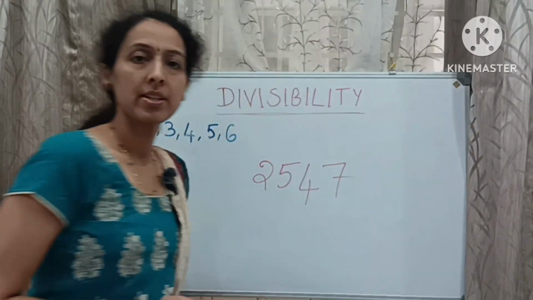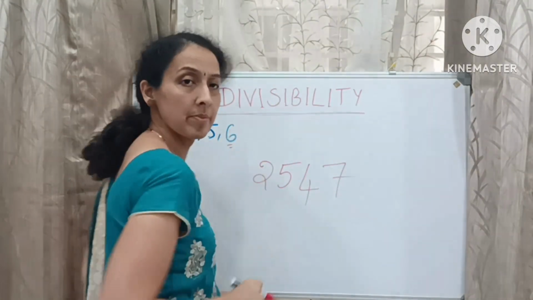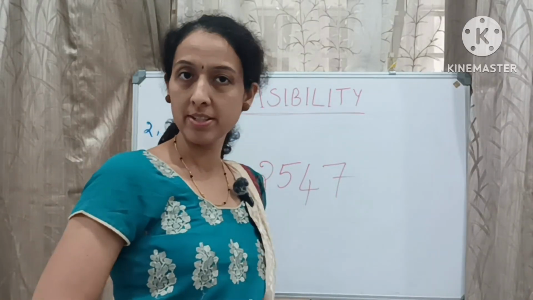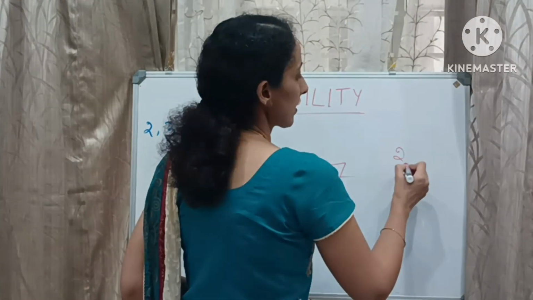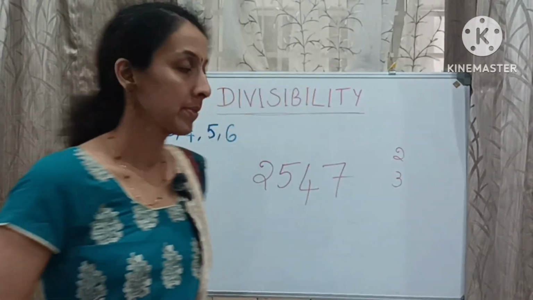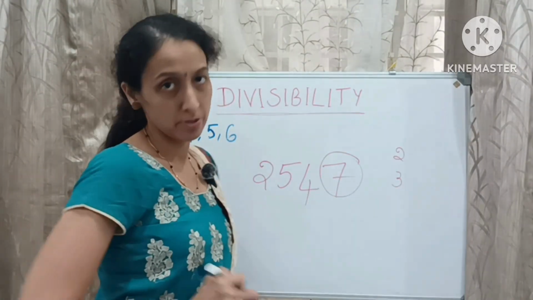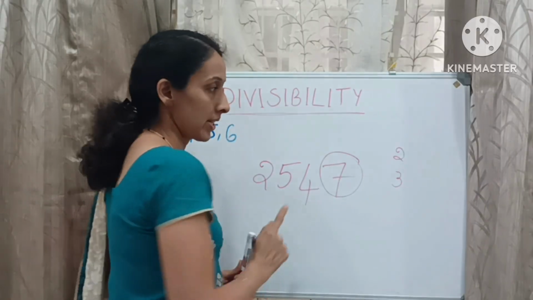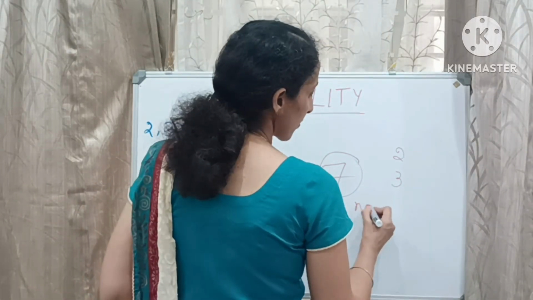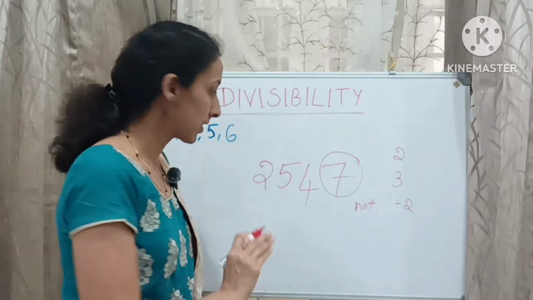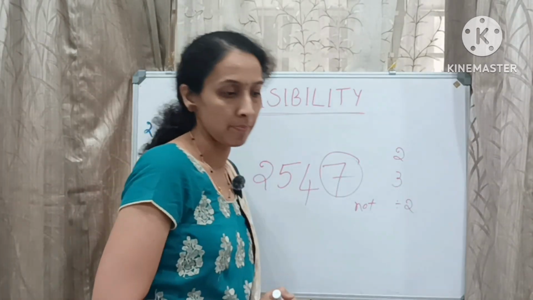Let's take a number 2547. Is this divisible by 6? First thing, let's see if it is divisible by 2 and then see if it is divisible by 3. Clearly, we see that the last number is 7. That is not an even number. That is why this number is not divisible by 2. That is why this is not divisible by 6 also.